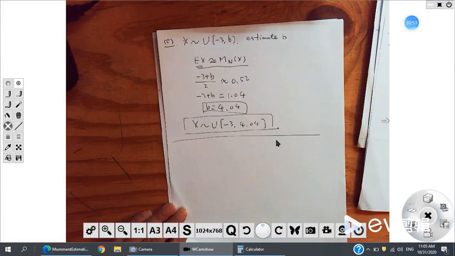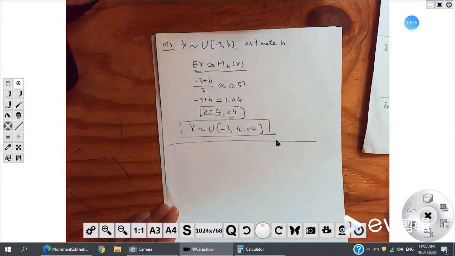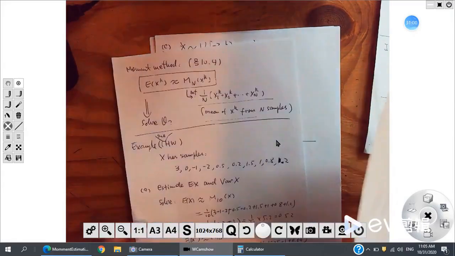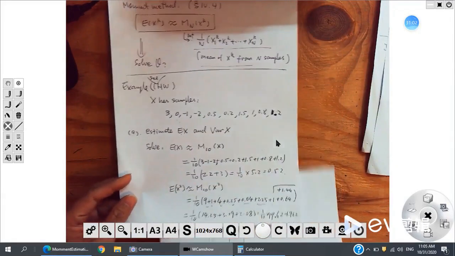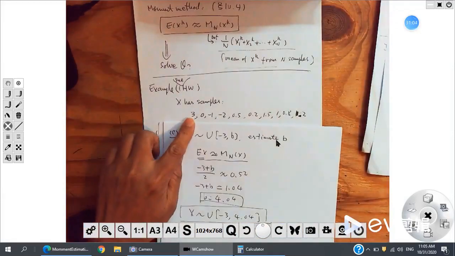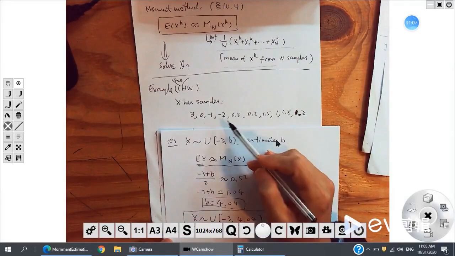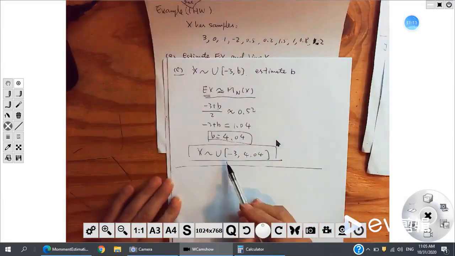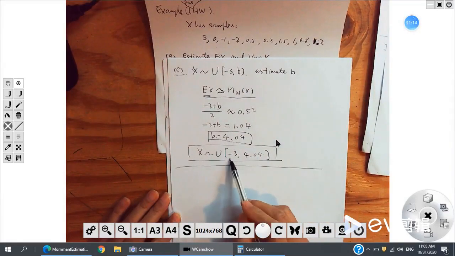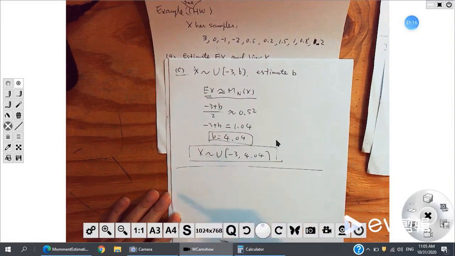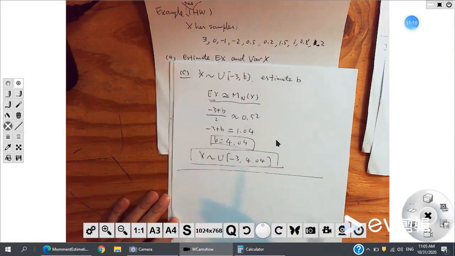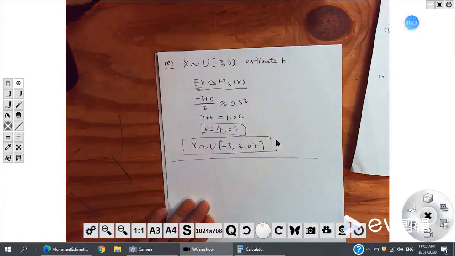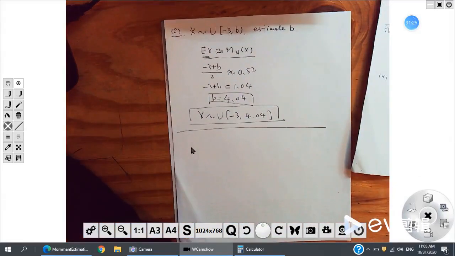This one maybe makes more sense, right? Our values, the largest one is 3, and the smallest one is negative 2, and it's inside this interval, right? Inside this interval, from negative 3 to 4.04. So it sounds better. Yeah, because we already have some information. Okay, this is C and D.